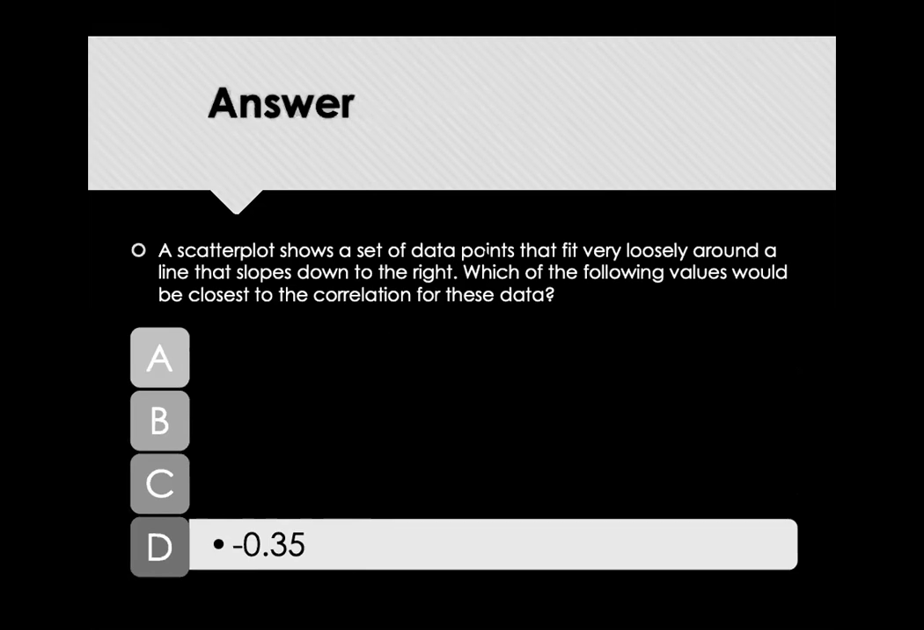So if you have a scatter plot that shows a set of data points that fit very loosely around a line going down and to the right, it would probably be something close to -0.35 versus -0.75.